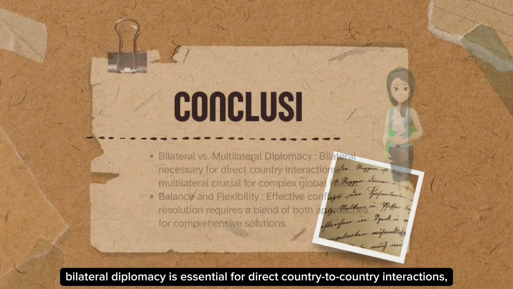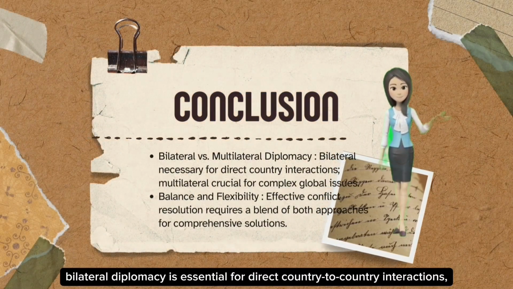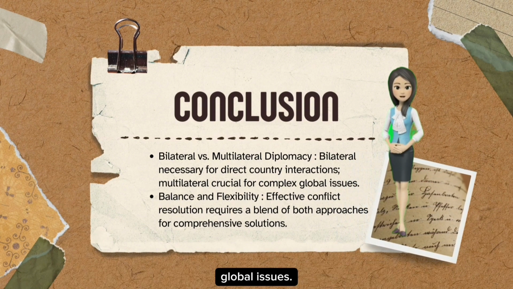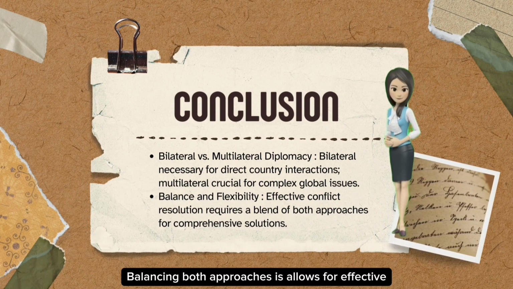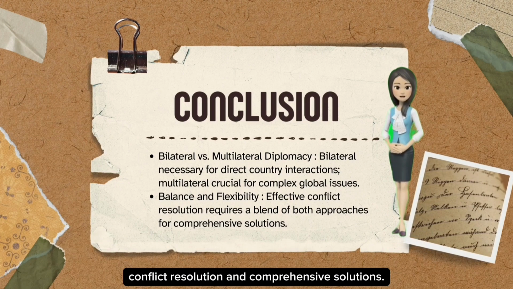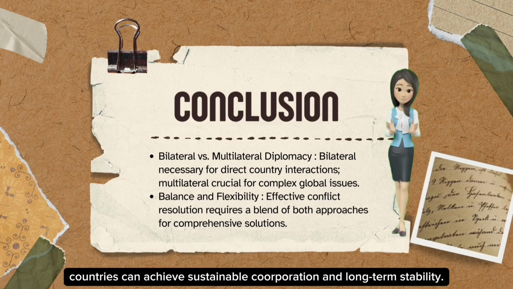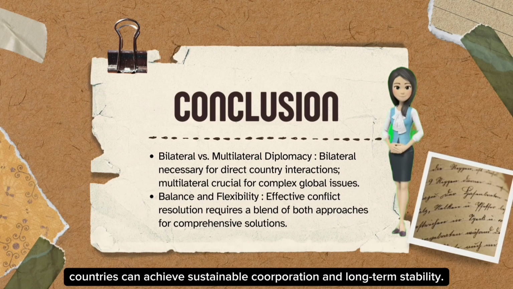In conclusion, bilateral diplomacy is essential for direct country-to-country interactions, while multilateral diplomacy is crucial for addressing complex global issues. Balancing both approaches allows for effective conflict resolution and comprehensive solutions. By combining bilateral and multilateral efforts, countries can achieve sustainable cooperation and long-term stability.